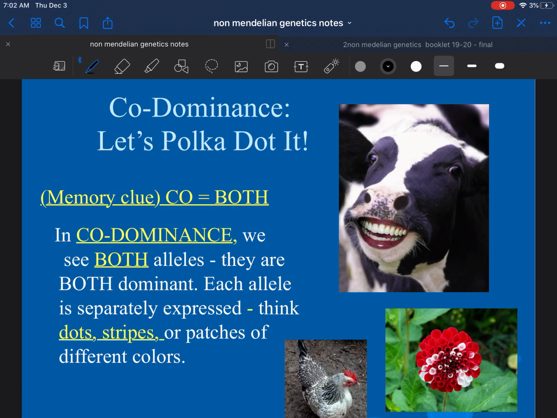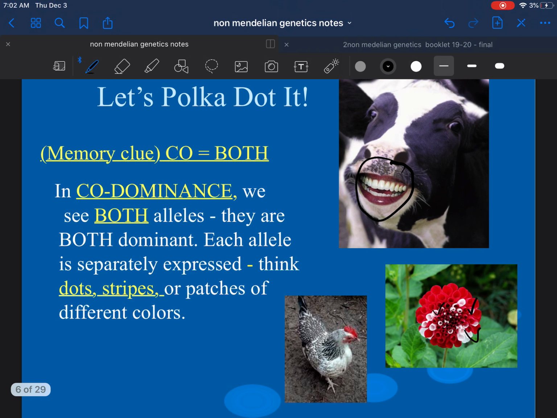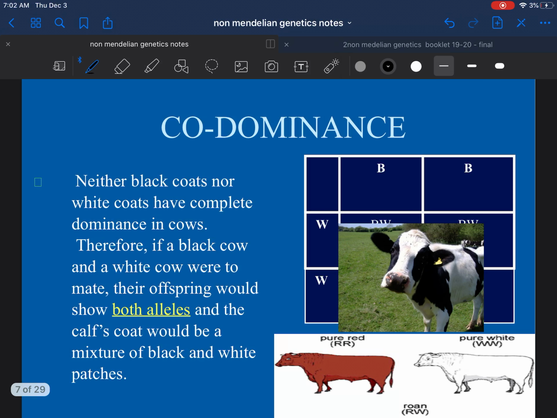So in this case, we have a cow with a very beautiful smile there. The cow has different colors. The flower has some white and some red and some white all mixed in. And then my favorite, the chickens have flecks of grays and blacks and whites. So in codominance, neither black coats nor white coats have complete dominance in cows. So if a black cow and a white cow were to mate, their offspring would show both alleles, and the calf's coat would be a mixture of black and white.